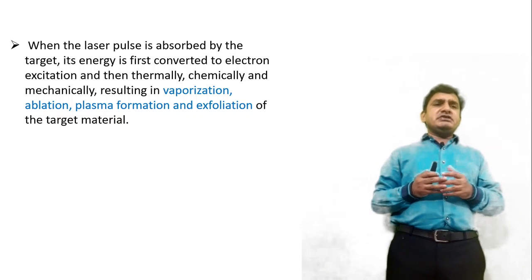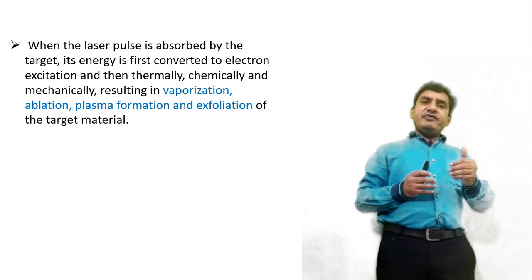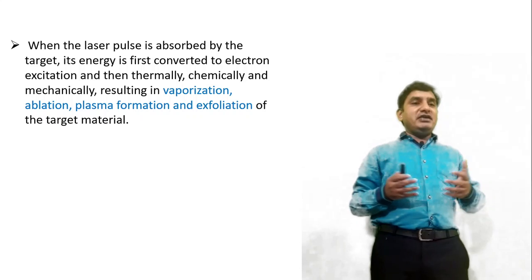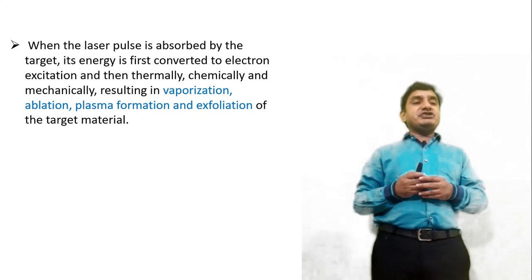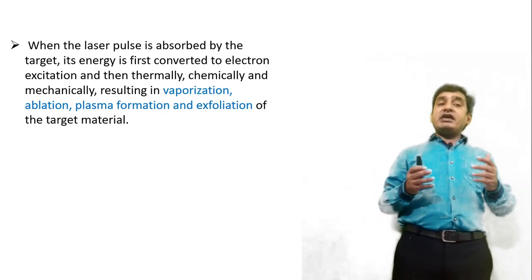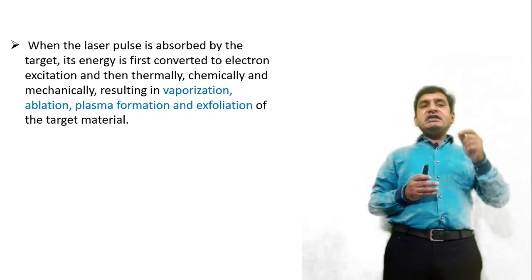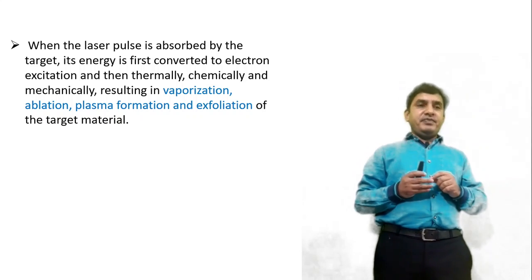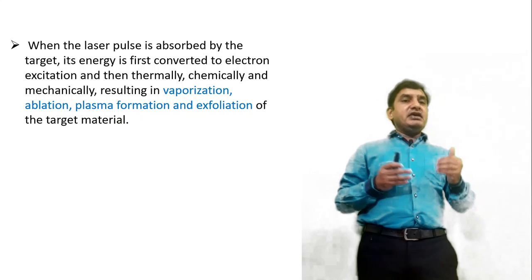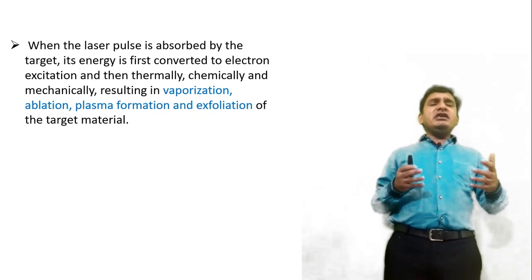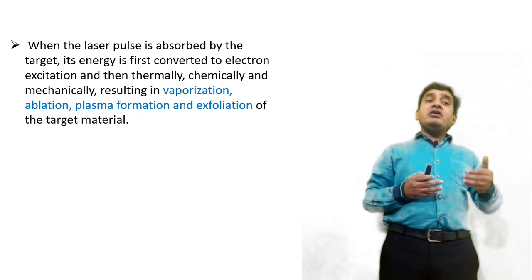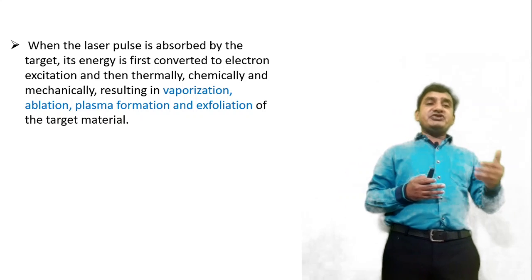When a laser pulse is absorbed by a target, its energy is first converted into electron excitation, and thermally, chemically and mechanically results in vaporization, ablation, plasma formation and exfoliation of the target material. The laser pulse is incident on the target material, and there is an excitation of electrons, resulting in vaporization, ablation, plasma formation and exfoliation of the target material.